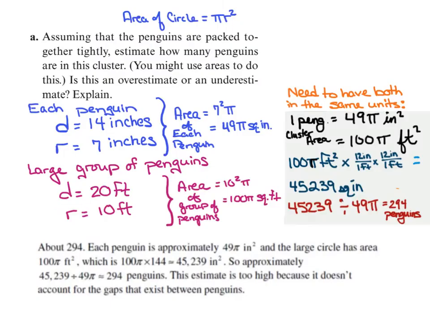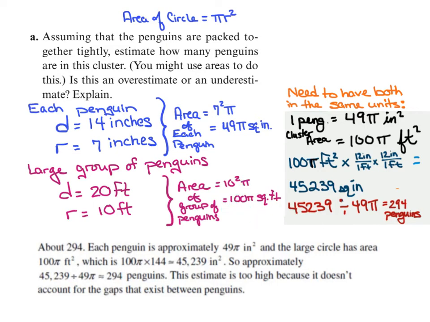So for question A, the first thing I did was I figured out the area of each penguin, and it came out to be 49 times pi square inches, because the radius 7 squared multiplied by pi. And I left it in terms of pi, but if you wanted to, you could multiply by 3.14 instead of the pi. The large group of penguins had a diameter of 20 feet, so that means a radius of 10 feet. 10 squared is 100 times pi, which would give me 100 pi square feet for our large group of penguins.